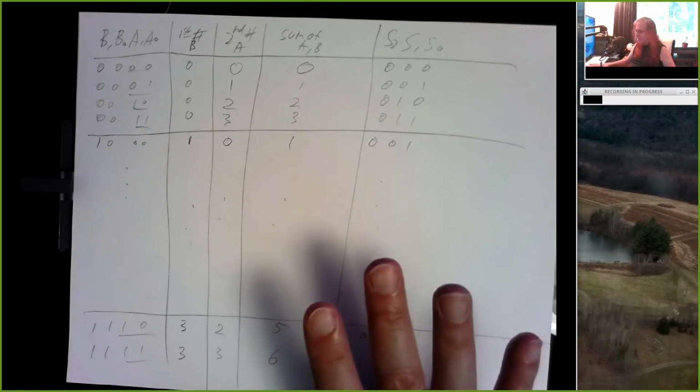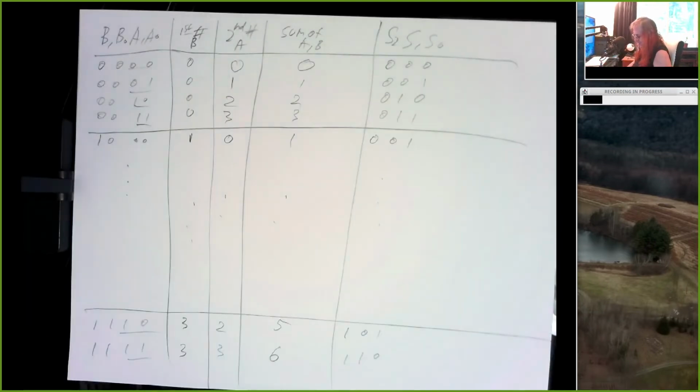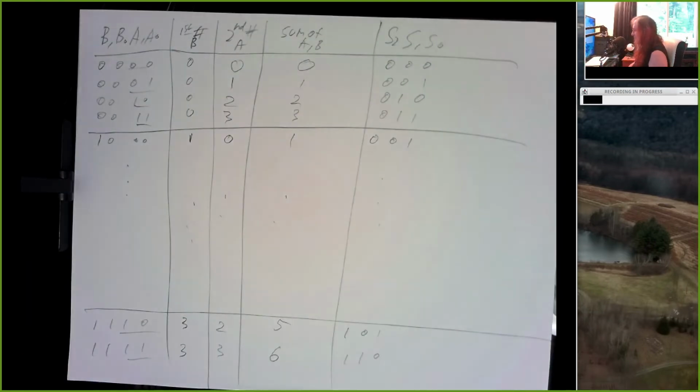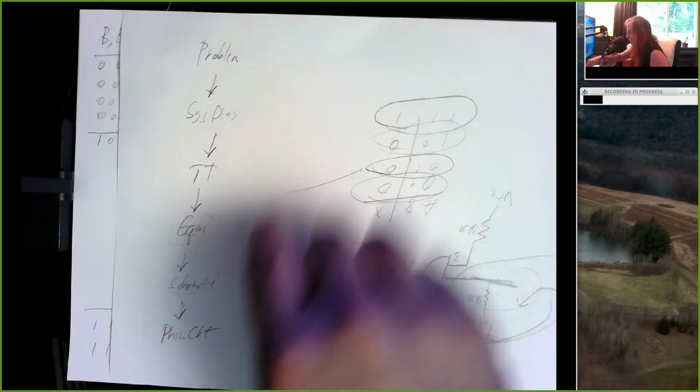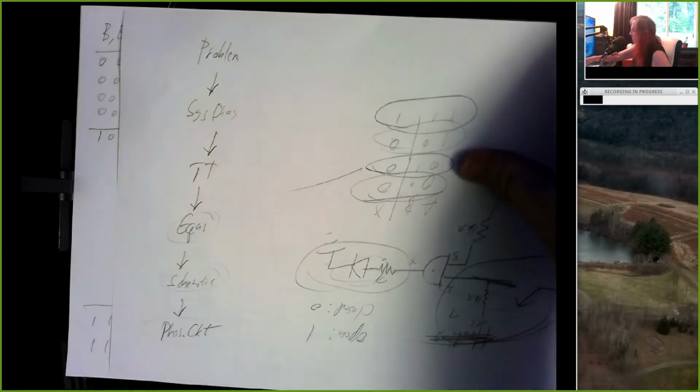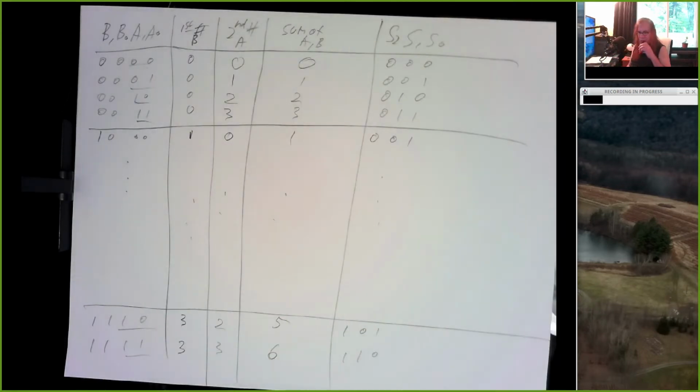So, good time to ask if there's any questions about this truth table, what it means, where it came from, how we would fill in the rest of it, what it's for, anything about this, because this is going to drive the equations and the schematic and so on and so forth.